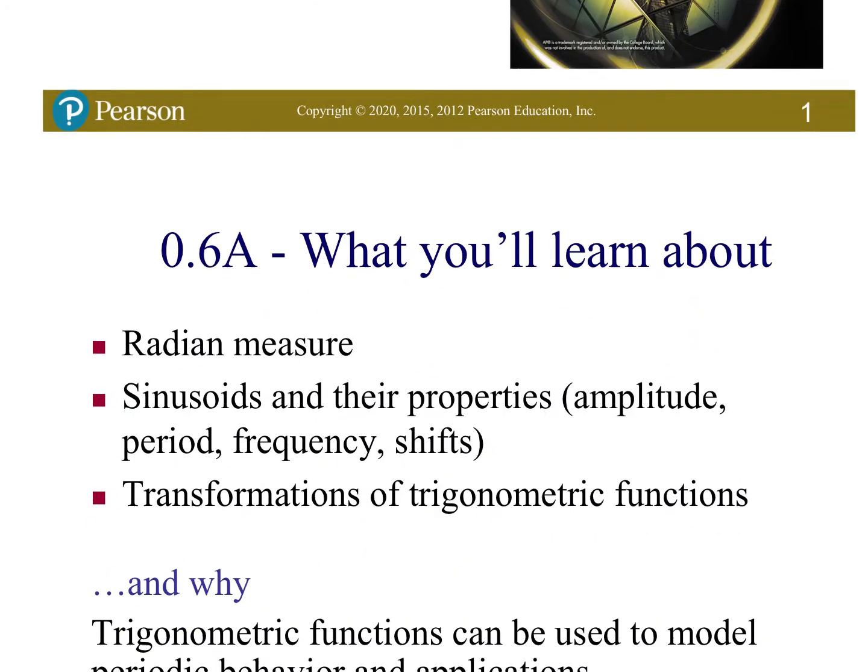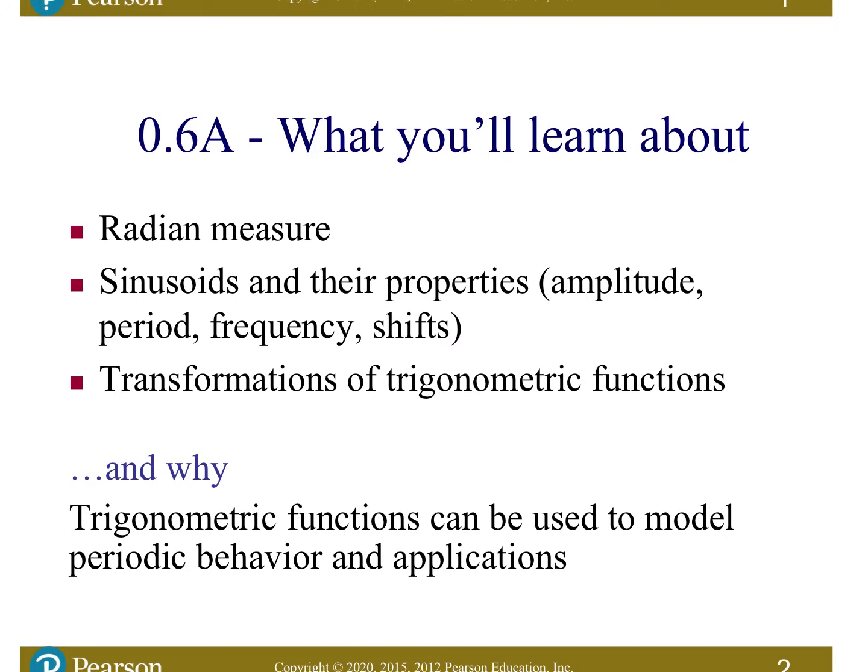Okay, so let's talk about what we're going to talk about today, 6A. We're going to talk about radian measure. That's measuring things in pi instead of degrees. We're going to talk about the different sinusoids. A sinusoid is just a trig graph. It's amplitude, period, waves. A sinusoid is anything that's wave or repetitive. And then we'll talk about how to move those graphs side to side and up and down and reflect them, like you do with a parabola or anything else. Those are our goals for today.